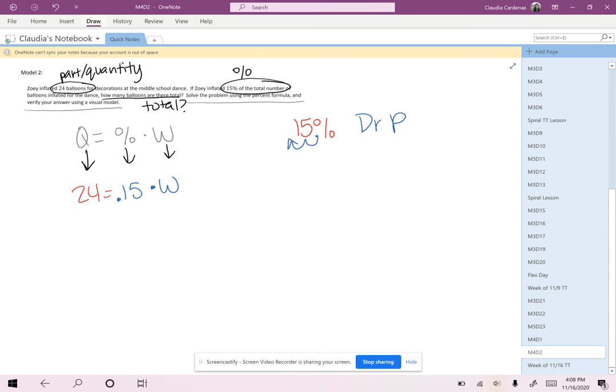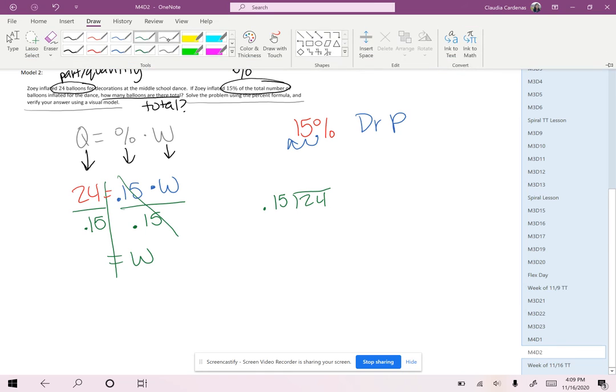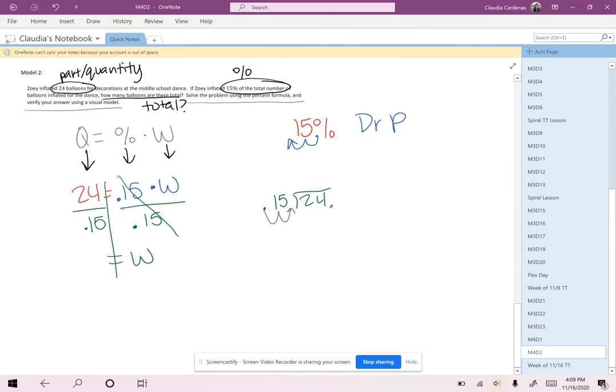Okay. But since we are multiplying 0.15 times the whole amount, I know just like when we solve equations, we need to use the inverse or division to solve. So we're going to divide by 0.15 on both sides. And 0.15 divided by 0.15 gives us W by itself. And now we can start dividing, keeping in mind that we never divide by decimals, so we need to move it over 2 places to the right to make it a whole number.